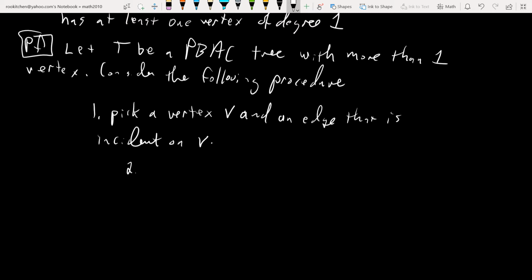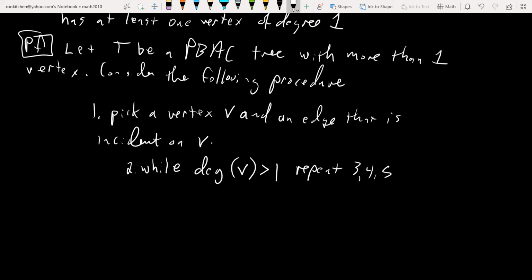So 2, we'll say while the degree of this vertex we've chosen, which we're calling V, is greater than 1, because if the degree is equal to 1, we're done, because that's what we're trying to prove. We're trying to prove that there's at least one vertex of degree 1. So supposing the degree of this vertex we're sitting on is greater than 1, we're going to repeat the next 3 steps: 3, 4, 5.